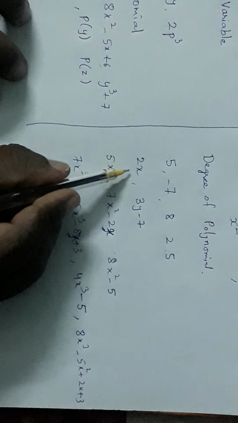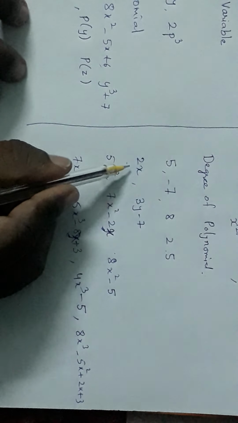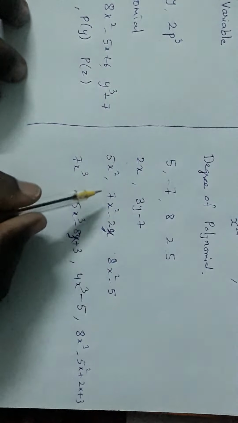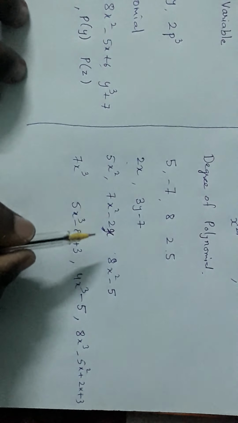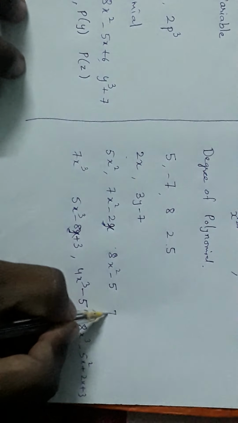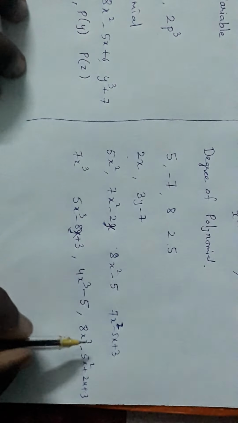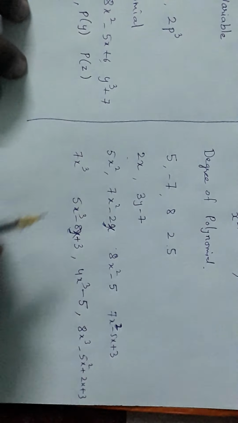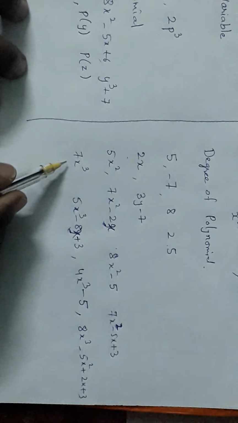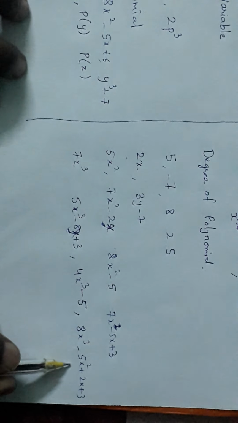Now from this, what have we understood? A linear polynomial can be written with one term or two terms, that means it can be either a monomial or a binomial, whereas a quadratic polynomial can be written in one term, two terms, and three terms also, at the most three terms. It can be a monomial, binomial, or trinomial, whereas a cubic polynomial can be written using one term, two terms, three terms, and at the most four terms.